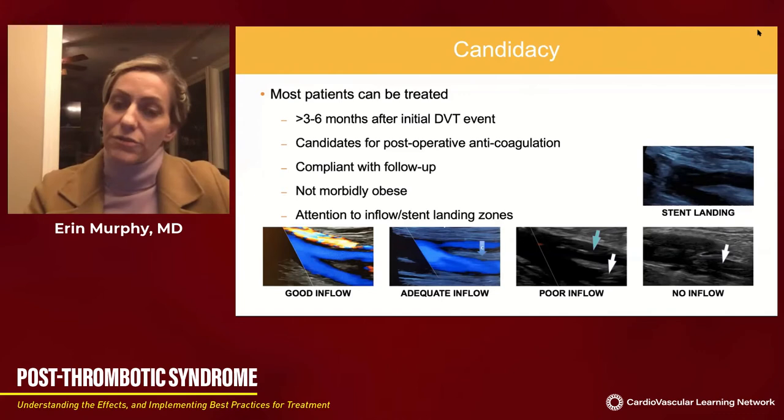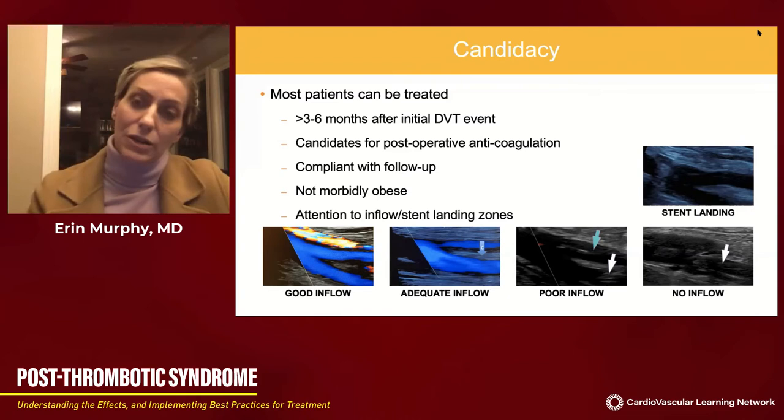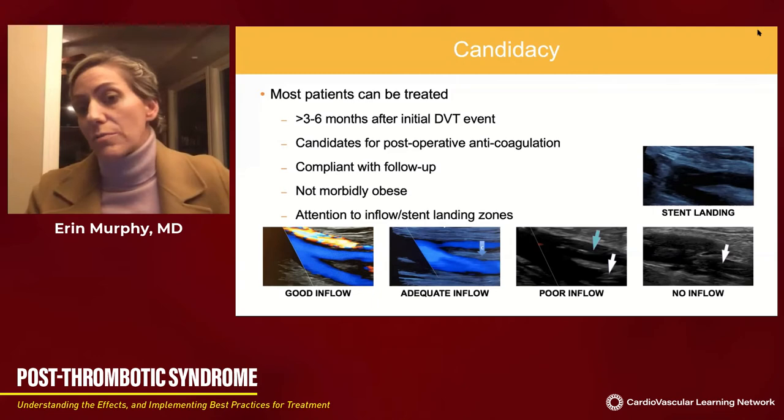You want to pay attention on your preoperative ultrasound to where you're going to land your stent. It gives you an idea for planning your case. As in this patient who has a good femoral profunda, there's a good landing zone above, but then it quickly gets very diseased. So you know you're going to have to be right on that confluence.